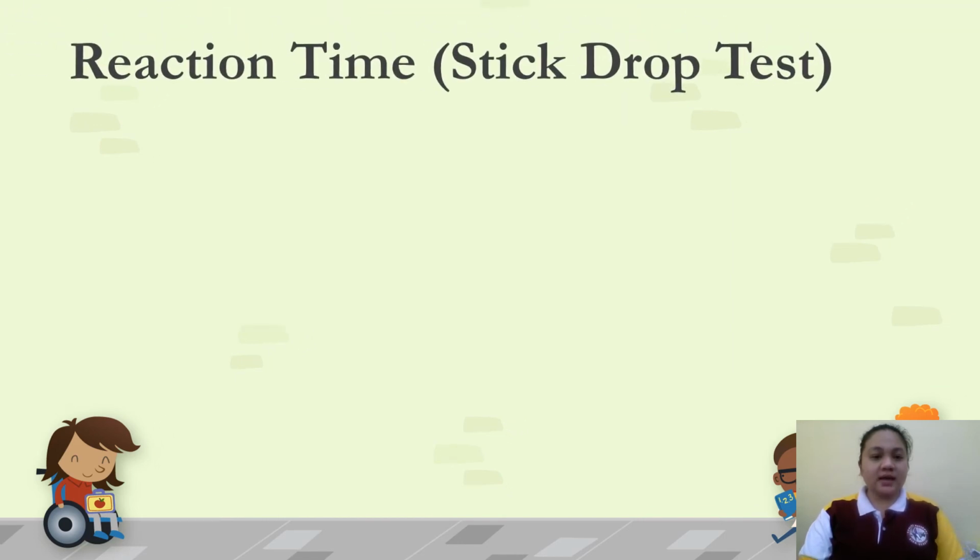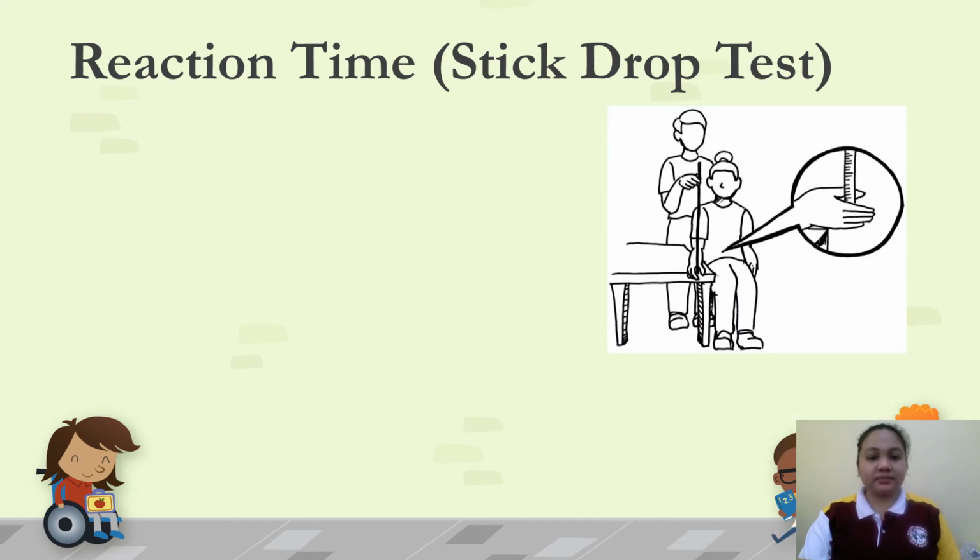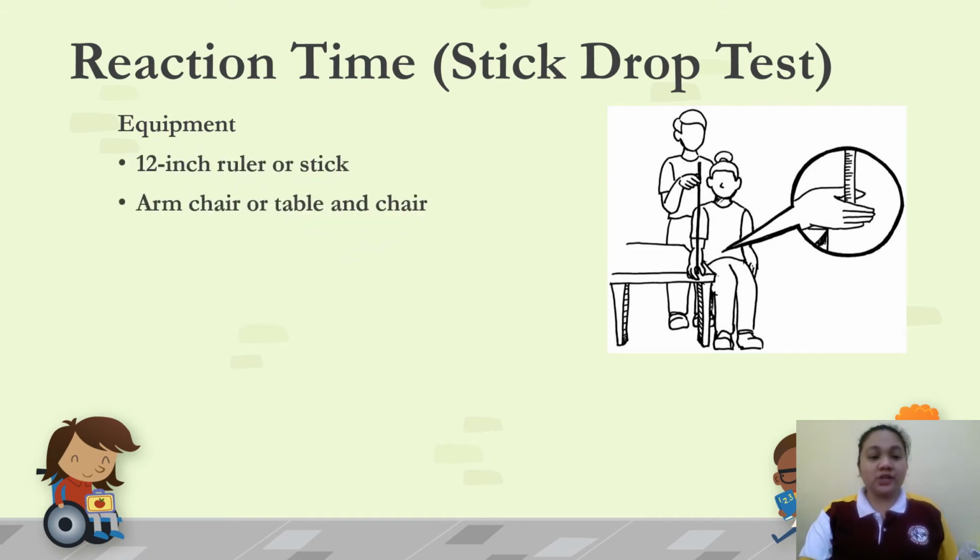Okay, next is the reaction time. So, reaction time refers to the amount of time it takes to respond to a stimulus. So, here we make use of the stick drop test. Here, we will need a 12-inch ruler or stick and an armchair or table and chair.